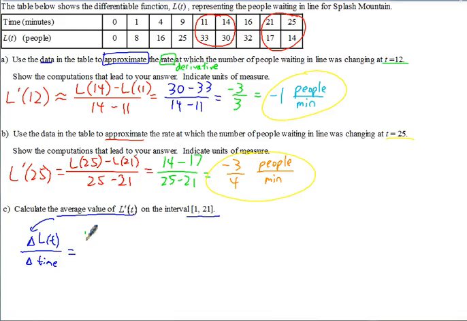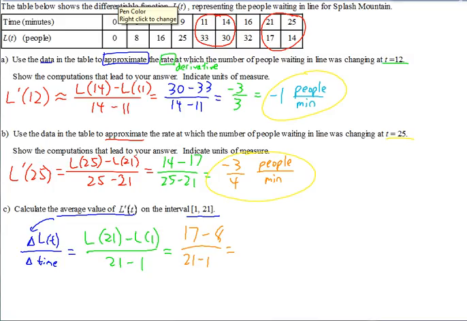So that would be L of 21 minus L of 1 over 21 minus 1. So L of 21, look at our table, is 17. L of 1 is 8, over 21 minus 1. 17 minus 8 gives you 9 over 21 minus 1, which is 20. And the units again, units for L are people. Units for time, minutes. So 9/20, people per minute.